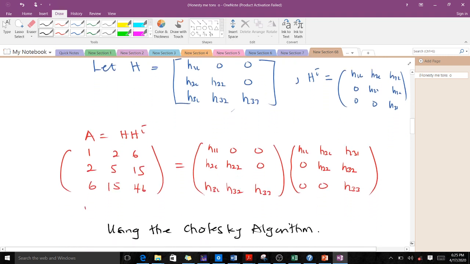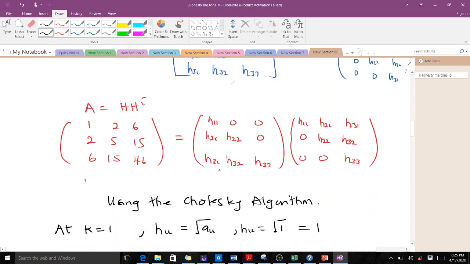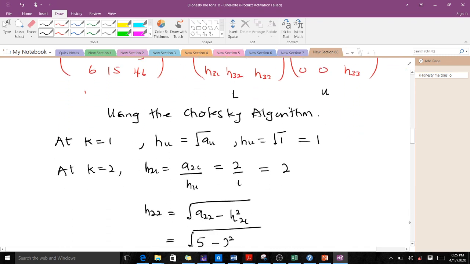So our A is equal to H times H transpose, where this is our lower triangular matrix and this is our upper triangular matrix. When you get here, you can just do matrix multiplication and make comparison. But we have a quicker way of doing it, and that is to use the Cholesky algorithm. You can decide to multiply these two matrices and, by equality of matrices, compare. You get the same answer as using the Cholesky algorithm. So the Cholesky algorithm makes our work faster.